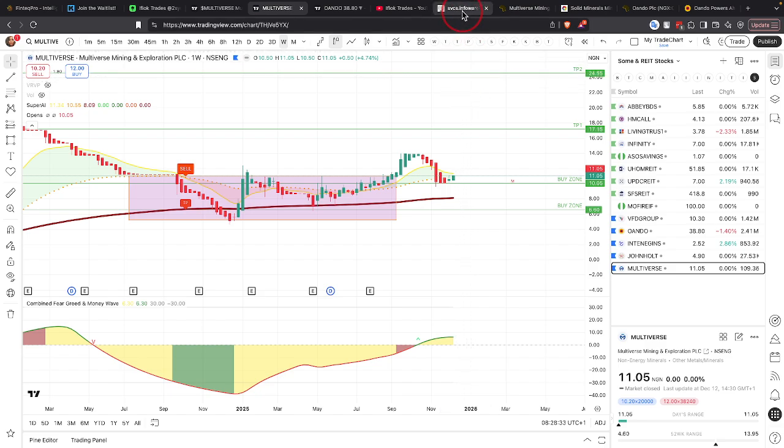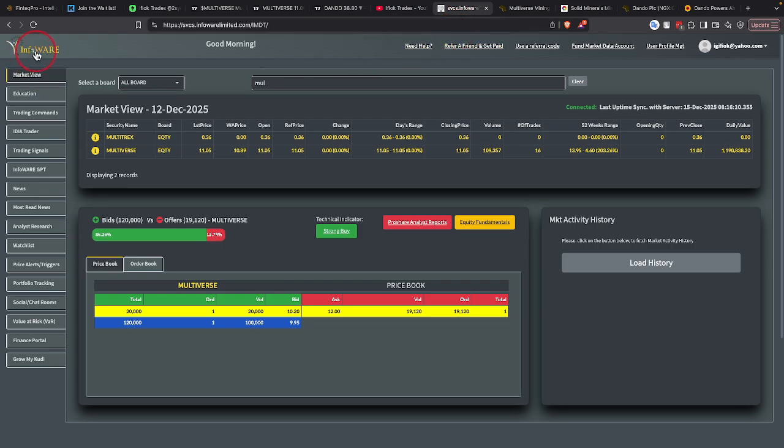Okay, don't forget I use another tool. There's a tool called InfoWare that I use to check what is happening in the order books. What exactly are people doing? What are buyers and sellers doing in the market? So as of the 12th of December for Multiverse, we had more bids. What does that mean? We had more people buying. More people were willing to buy.